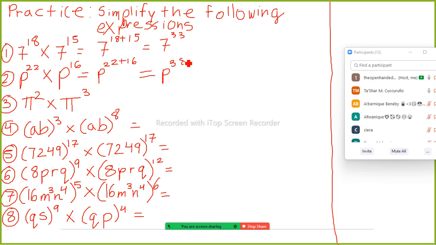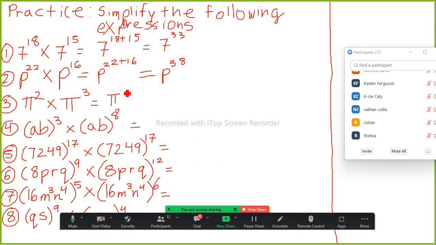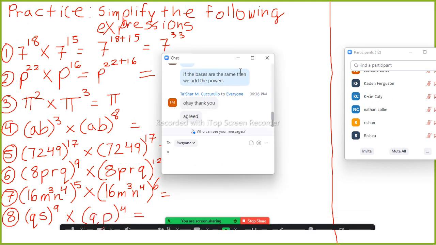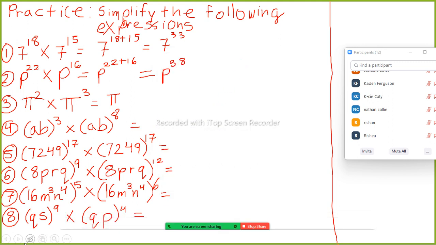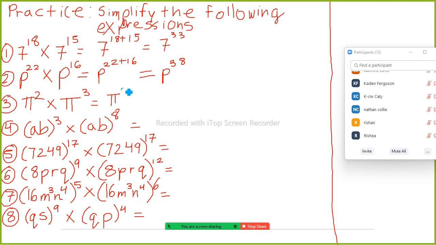Excellent. This one is for Surya. The lot falls on you, Surya, with pi. Pi to the power of 5. You said it with so much confidence. Excellent. Miss C says agreed. So she's like, yes, I agree with that. 2 plus 3 is going to be equal to pi to the power of 5.